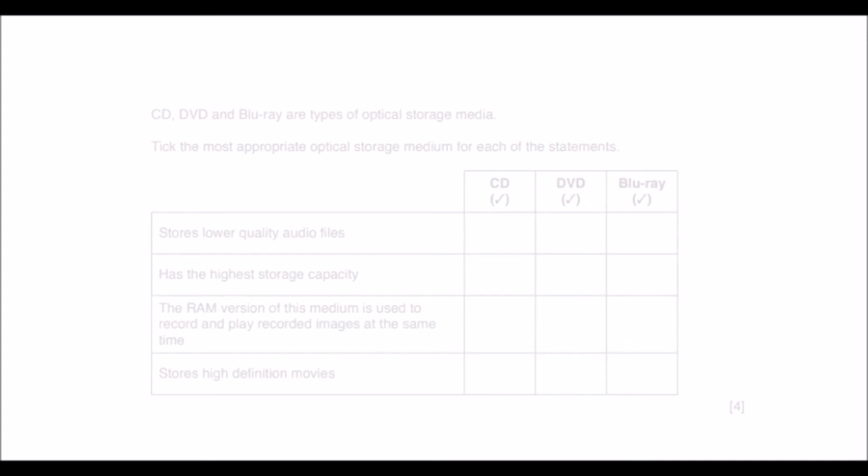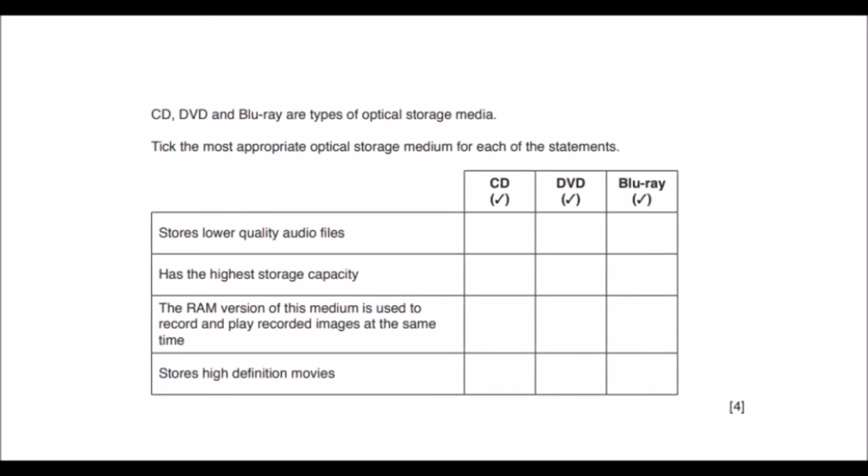All right. Now the first question says CD, DVD, and Blu-ray are types of optical storage. Tick the most appropriate optical storage medium for each of the statements. 1. Stores lower quality audio file. What do you think? The one that stores lower quality audio file. Of course, the one that has the smallest storage size, by the way, that would be 700 megabytes, right? Then, which one do you think has the highest storage capacity? Highest, of course, is Blu-ray. As I told you, you can save up to like 25 gigabytes there. Look at the way Cambridge is asking the question.